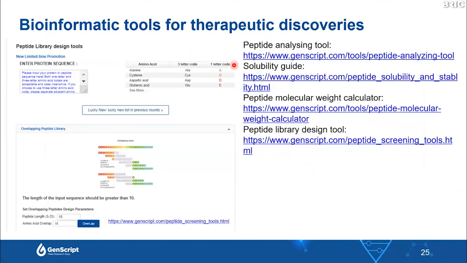Not only so, we also have different bioinformatic tools for generating peptide libraries. In addition to the peptide library tools here, all we need to do is input our protein sequence and then choose the appropriate library that is good for your applications, and with one click it will generate the series of peptides. We also have other bioinformatics tools to allow us to understand the characteristics of the peptides that are synthesized, for example isoelectric points or hydrophobicity, and also the different difficulties in synthesizing a particular peptide.